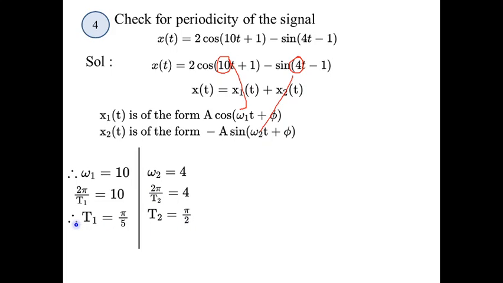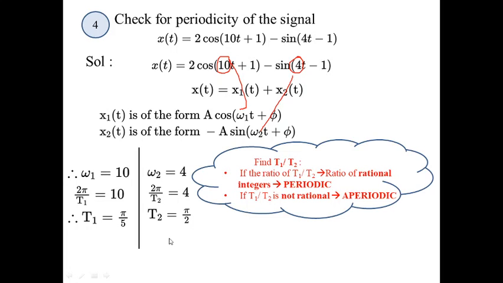So after finding the individual fundamental periods t1 and t2, a shortcut method to check for periodicity is, you need to find out the ratio of t1 by t2. So you have to find what is t1 by t2. So the point is, if the ratio of t1 by t2 is a ratio of rational integers, then the signal is said to be periodic. If t1 by t2 is not a rational, then the signal is said to be an aperiodic signal.